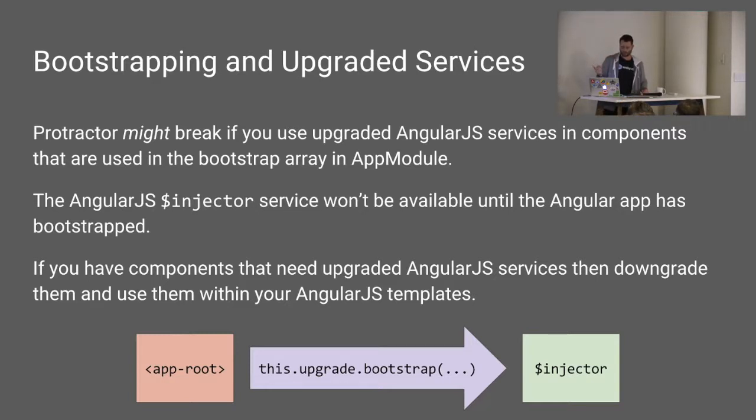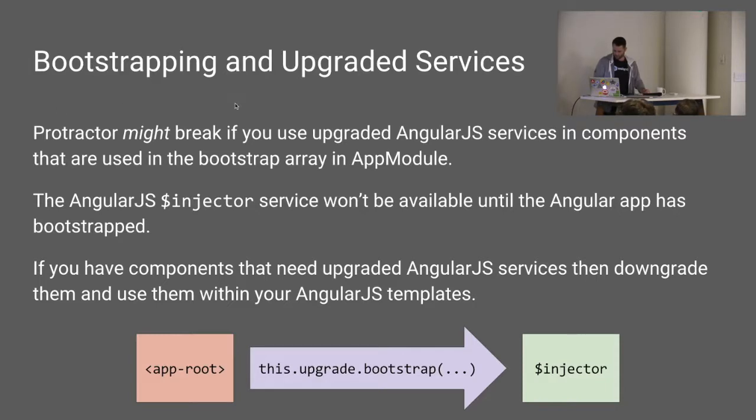One of the reasons this will break, and it's intermittent, I couldn't reproduce it in my demo app, but this was something that happened at work. Basically, the app root, your root app component, gets bootstrapped, and after that is finished bootstrapping, then the injector is available. And the injector is the AngularJS injector. As part of using these upgraded services, you're using the injector to get the service, and the injector might not be available by the time the app is finished bootstrapping, and that can cause Protractor to fail. So keep that in mind if you are upgrading services that are within your bootstrap array in Angular, that you might run into some issues.